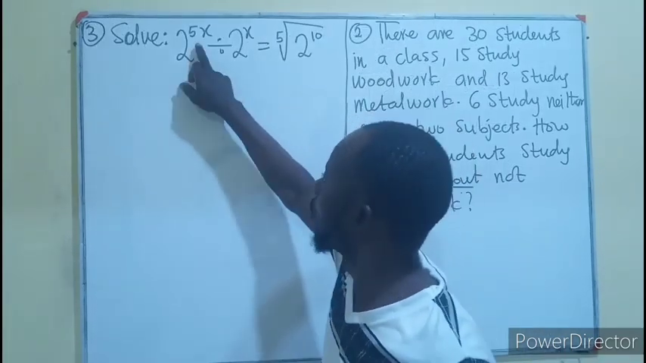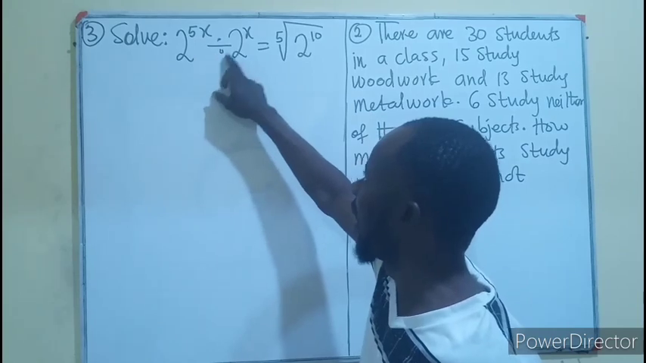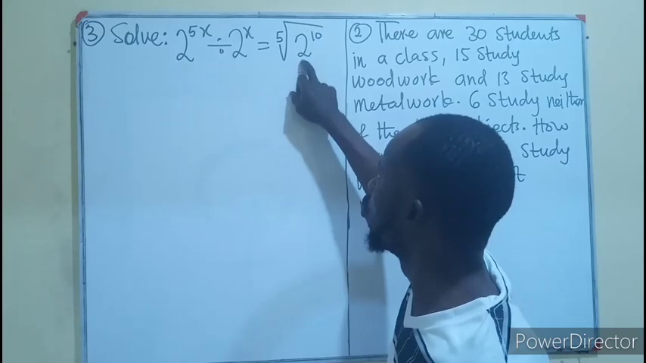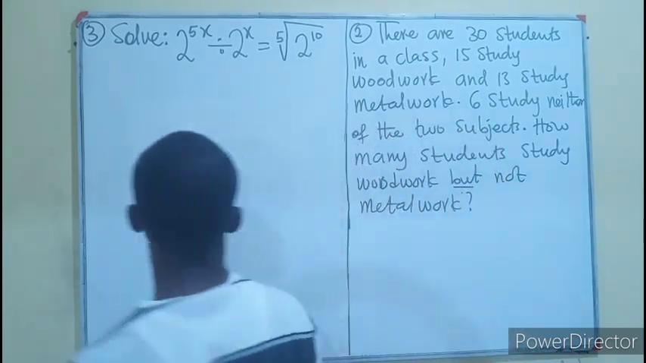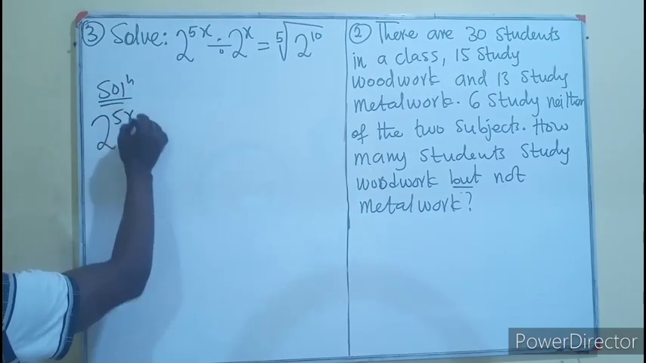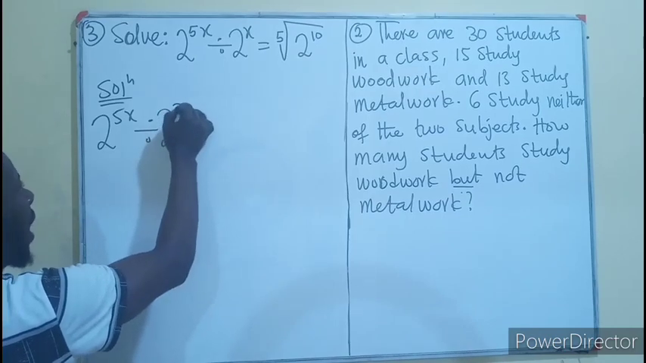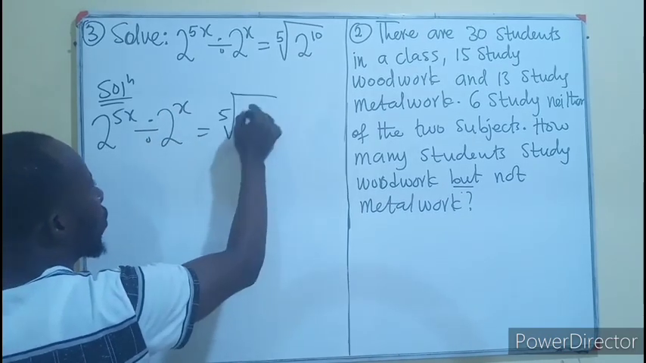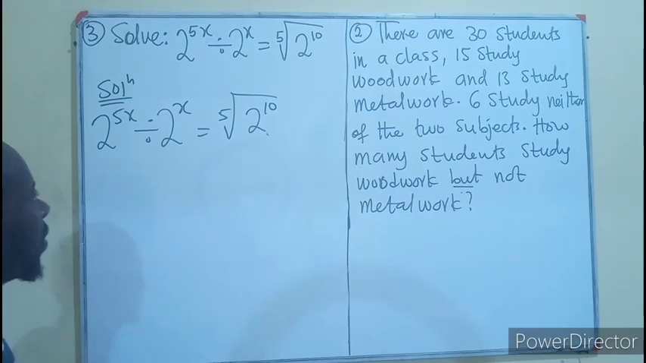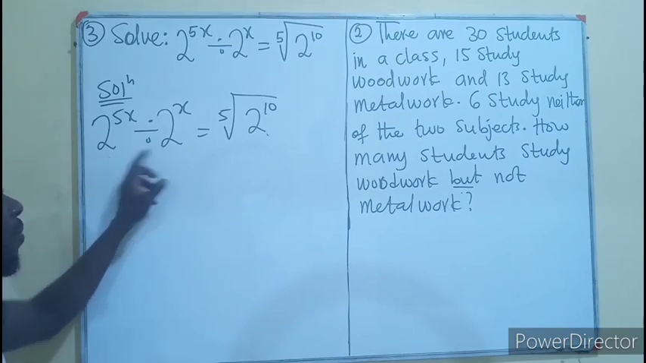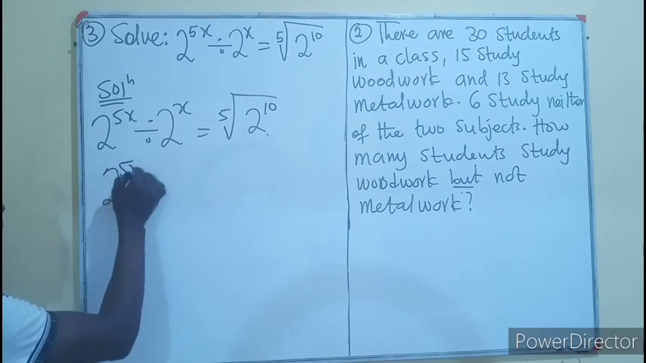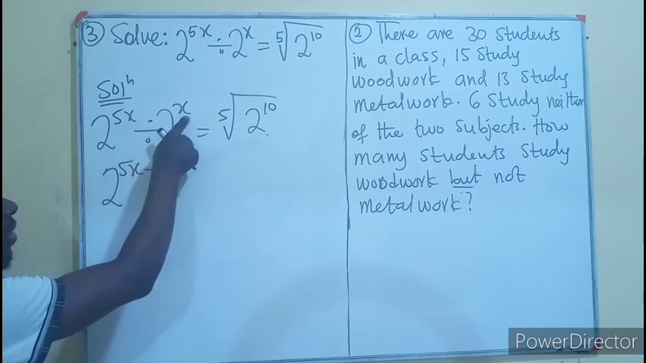Question 3. We have to solve 2 exponent 5x divided by 2 exponent x equals the fifth root of 2 exponent 10. So the first thing to do, these are the indices. We are having 2 exponent 5x divided by 2 exponent x, the fifth root of 2 exponent 10. We know under the laws of indices, if you are dividing numbers of the same base, you subtract the exponent. So here will be 2 exponent 5x minus x. We are subtracting the exponent.